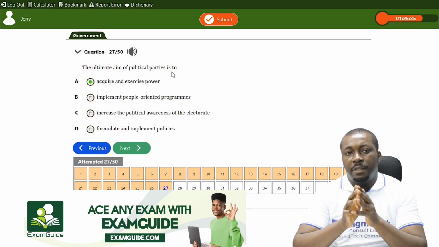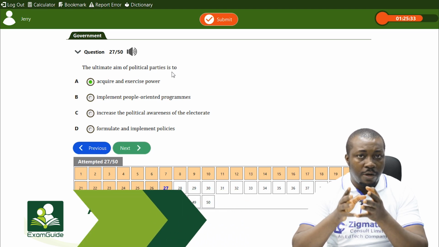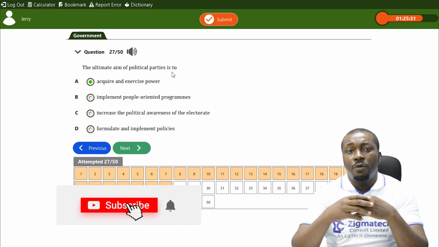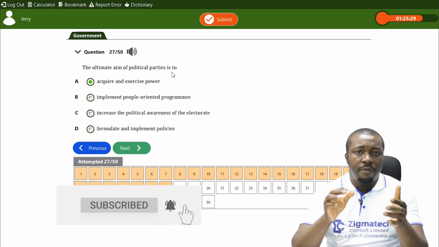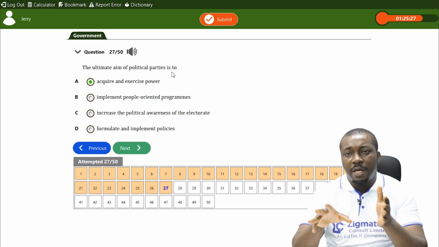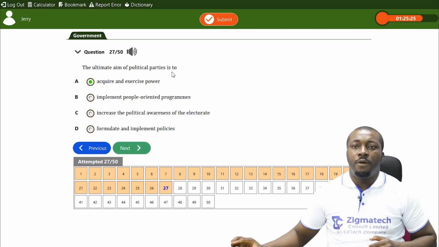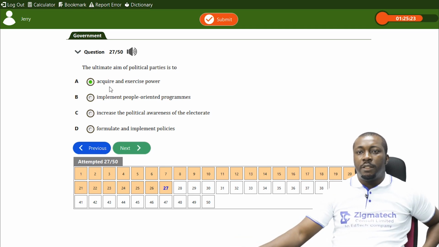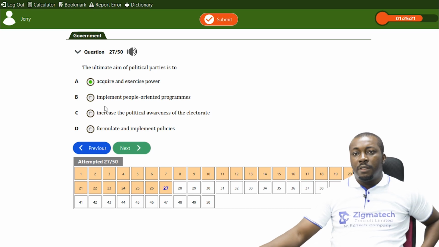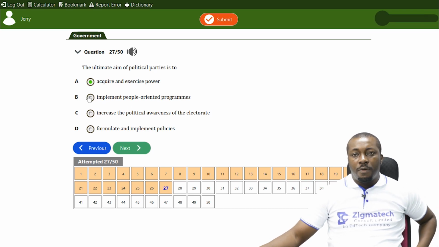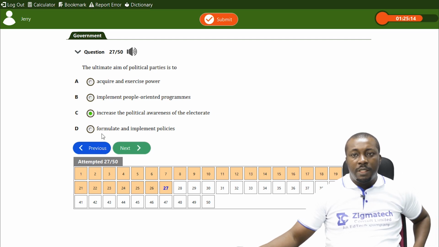Now, political parties are organized political groups that aim to form and control the government by contesting and winning elections. So if you look at the options, A says acquire and exercise power, B says implement people-oriented programs, C says increase the political awareness of the electorate. D says formulate and implement policies.